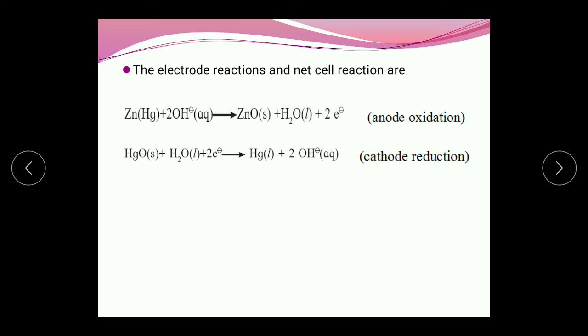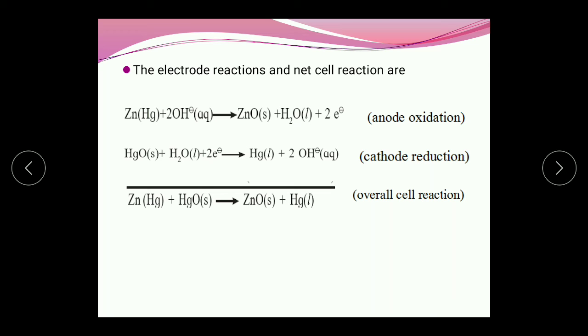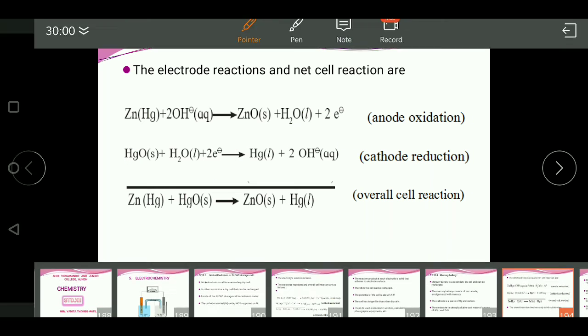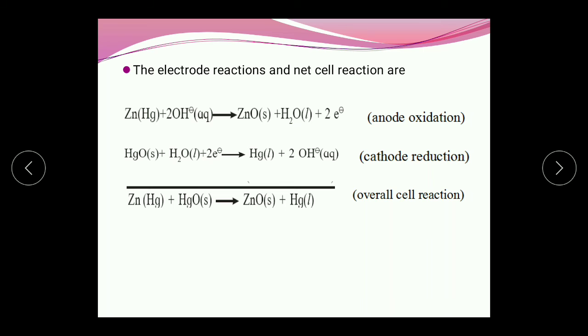Understood? Then what is the overall cell reaction? It is the summation of these two reactions. So this is the overall cell reaction. The common things, that is 2OH minus and 2 electrons, will be cancelled. H2O liquid also will be cancelled. What remains here is zinc amalgam plus HgO gives ZnO plus mercury.